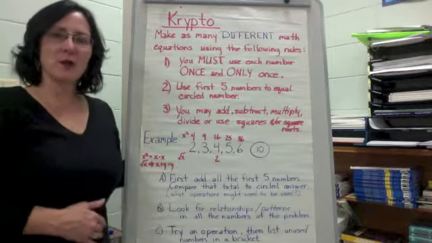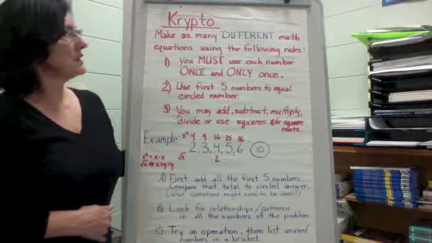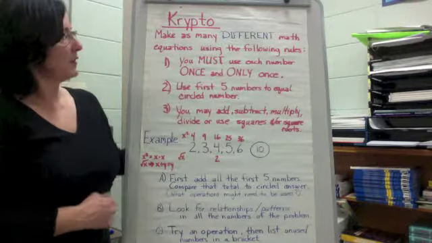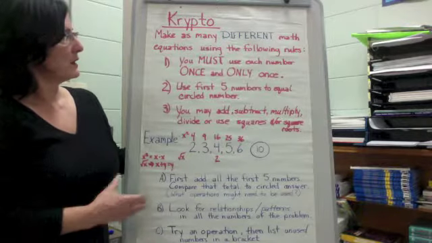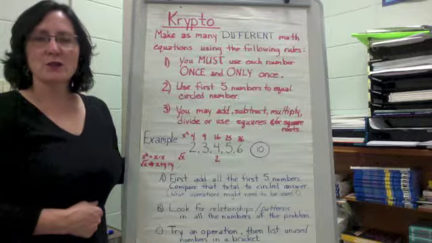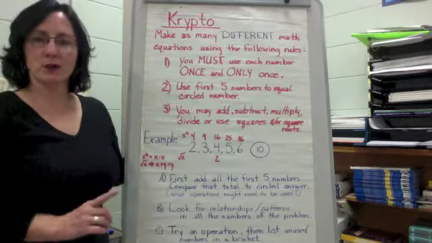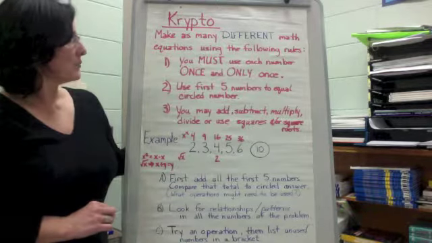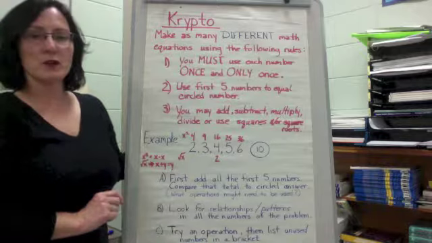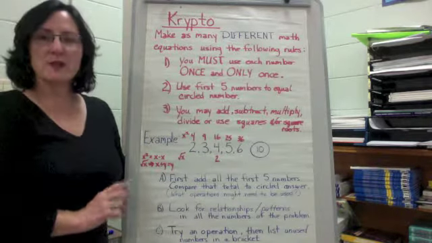Krypto is kind of a game, a way to play with numbers and math. The goal is to make as many different equations using 5 numbers and a circled number. So there's a few rules that you have to follow. The first one is that you must use each number once and only once. You do use those first 5 numbers to equal the circled number. And I'll show you an example below.